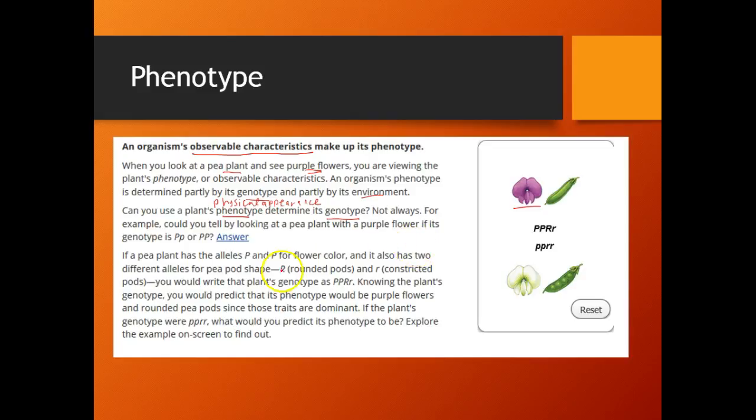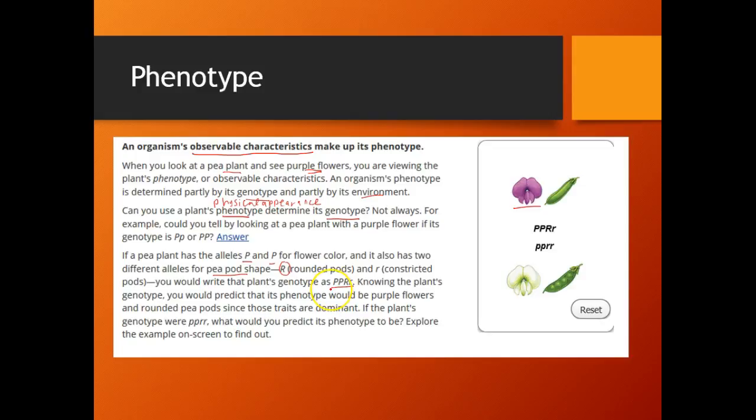If a pea plant has alleles big P for flower color, and also has 2 different alleles for the pea pod shape, for example, big R for rounded pods like you see right here, and little r for constricted pods, you can write that plant's genotype together. You could write big P, big P, big R, little r.